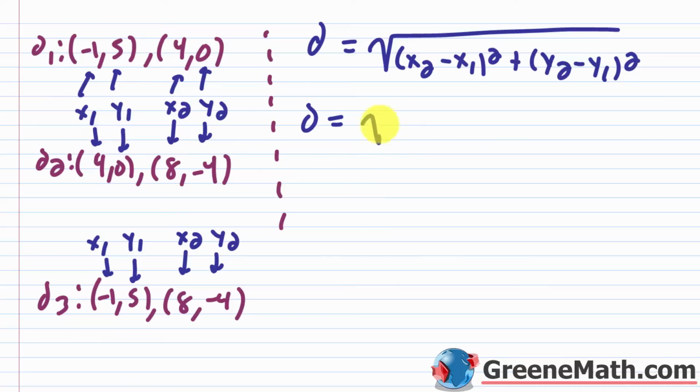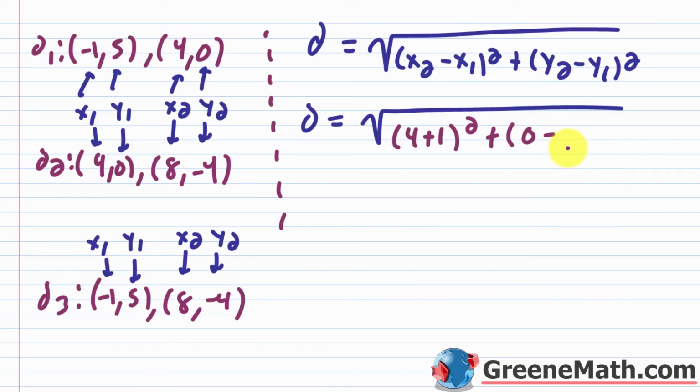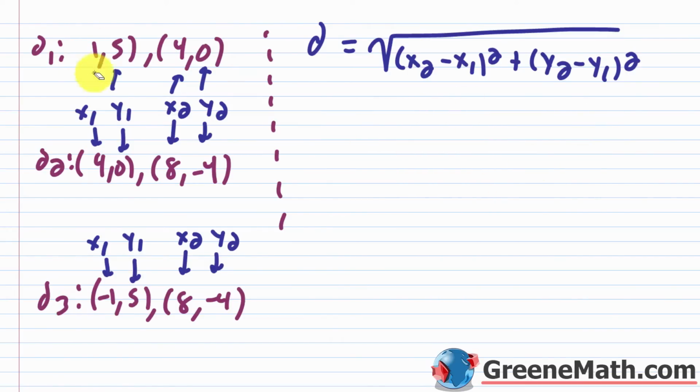So the distance is equal to the square root of, for x sub 2, it's 4. And then minus for x sub 1, it's negative 1. So minus the negative 1 is plus 1. This is quantity squared. Plus for y sub 2, we have 0. And then minus for y sub 1, we have 5. And this is quantity squared. So 4 plus 1 is 5. 5 squared is 25. And then here, 0 minus 5 would be negative 5. Negative 5 squared is also 25. So let's write this 25 plus 25, or 50, as 2 times 25. And so the square root of 25 is 5. So the first one is going to be 5 times the square root of 2.